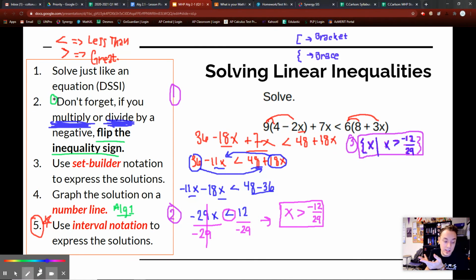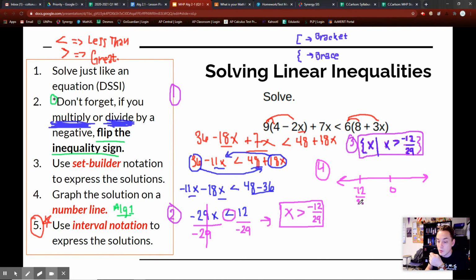Okay, you have actually a ton of solutions, almost an infinite amount. So, step 4. What will this look like on a number line? This is your Algebra 1 days. Are you ready for this? You would do 0 here for reference, and then you would do the answer that you just solved for. Maybe you guys remember this, maybe not.